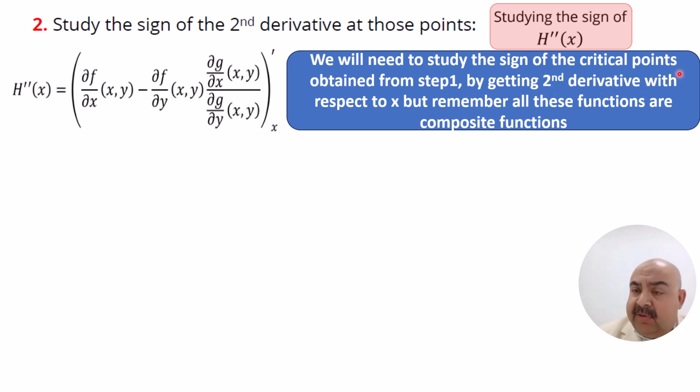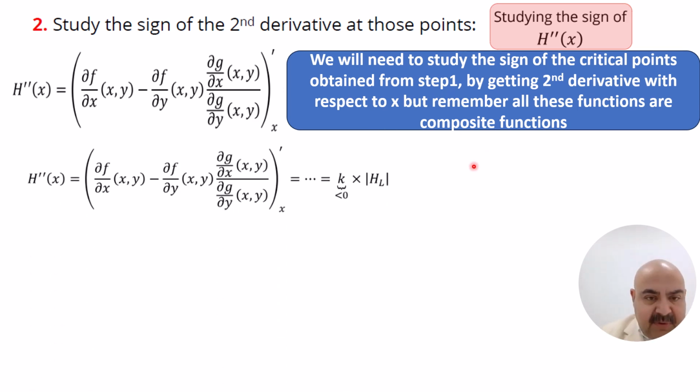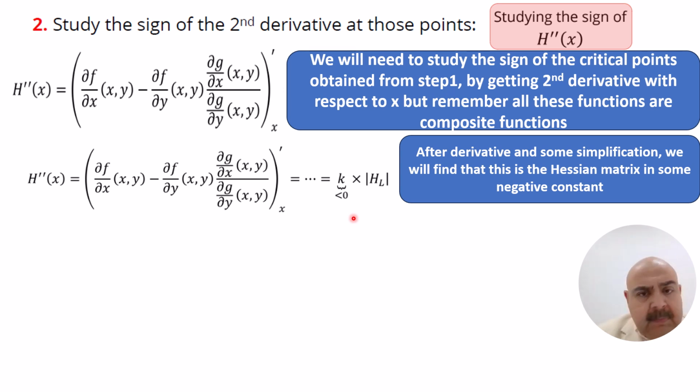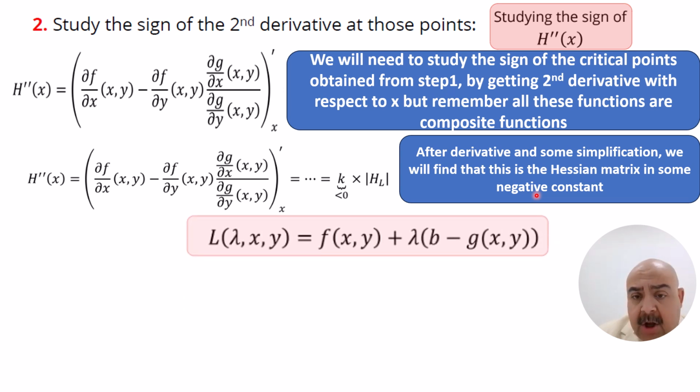We will need to study the sign of the critical points obtained from step 1 by getting the second derivative with respect to x, as I told you. But remember, once more, this is a composite function. So differentiating this guy will end up with the Hessian matrix times some factor. This remark, I wrote it for you on the side after the derivative, and for some simplification, we will find that this is the Hessian matrix on some negative constant, I'm sorry. So that's the Lagrangian function that we spoke about earlier in the previous slide. This is the function, and that's the condition once we put it equal to 0.